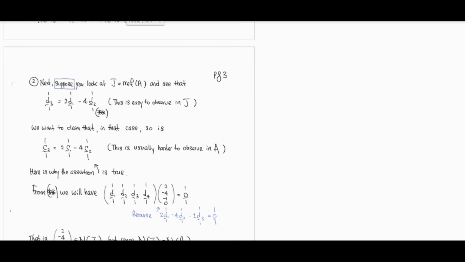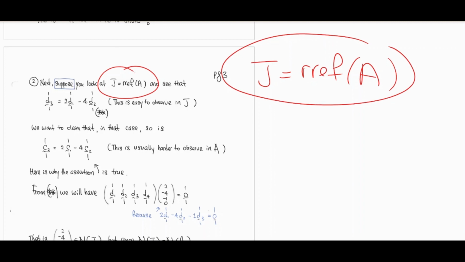All right, so suppose you eyeball your matrix J. Your matrix J is your RREF of A. So if you observe your matrix J and suppose you realize that D3 is 2 times D1 minus 4 D2, I want to show that your matrix A also has this relationship. I want to show that the third column of A is going to be 2 times the first column minus 4 times the second column. Okay, that's what I want to show.